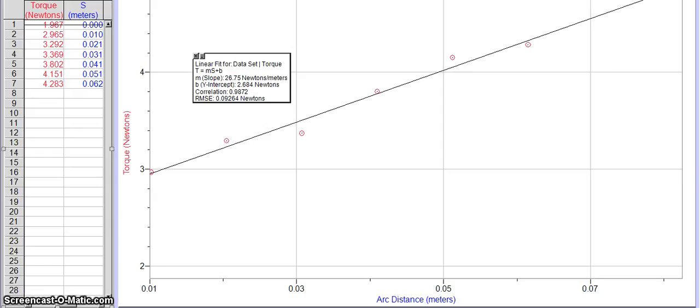The equation for torque is mx plus b, which is what you gave us in class. When you plug it in, you have 26.75 newtons over 1 meter times the arc distance plus the y-intercept, which is 2.684 newtons. That's the equation for torque.